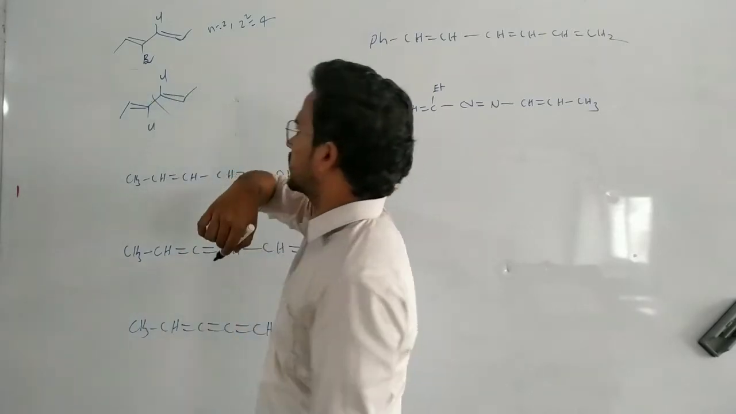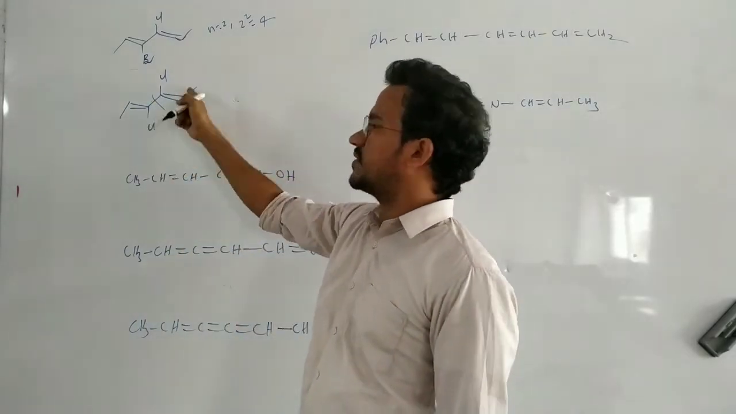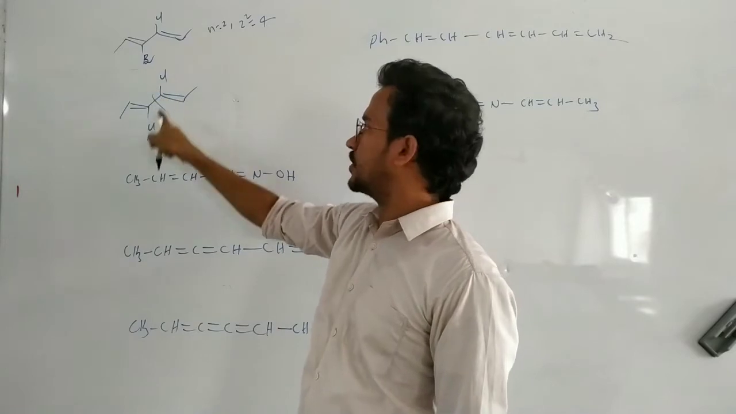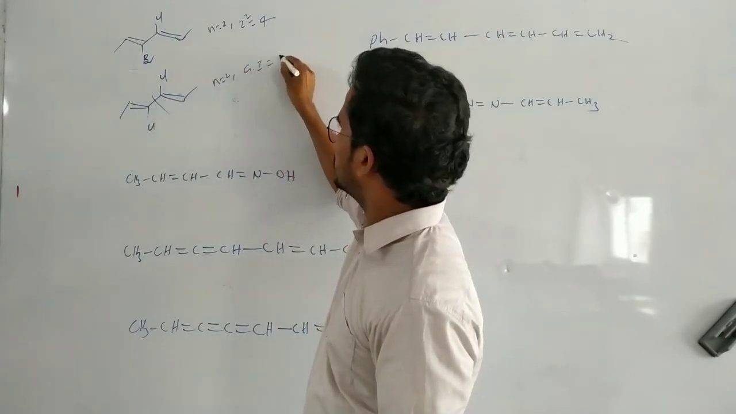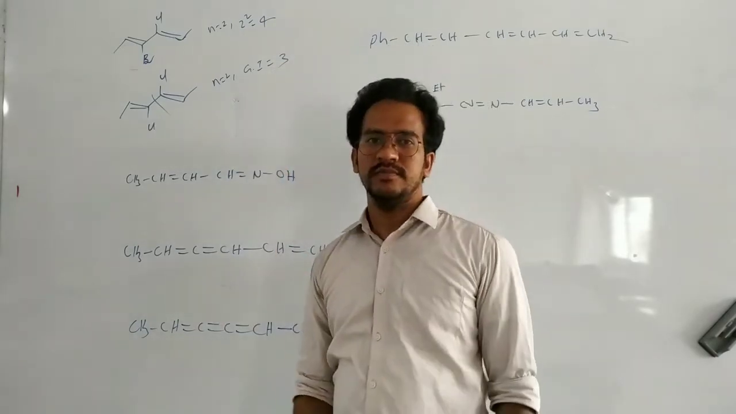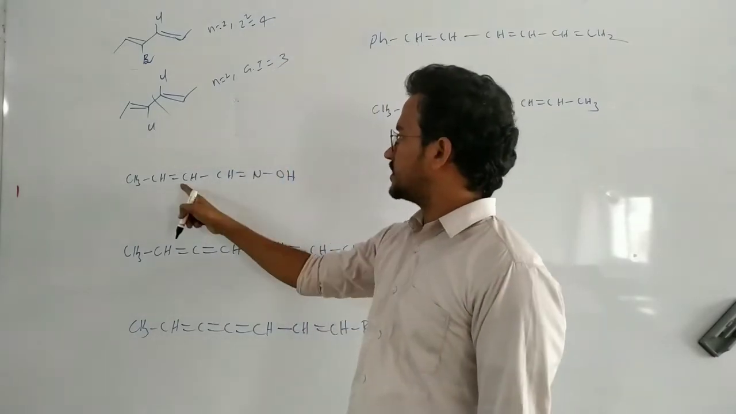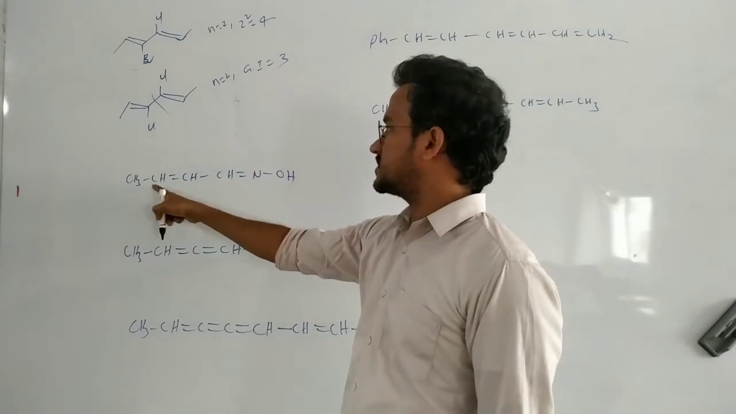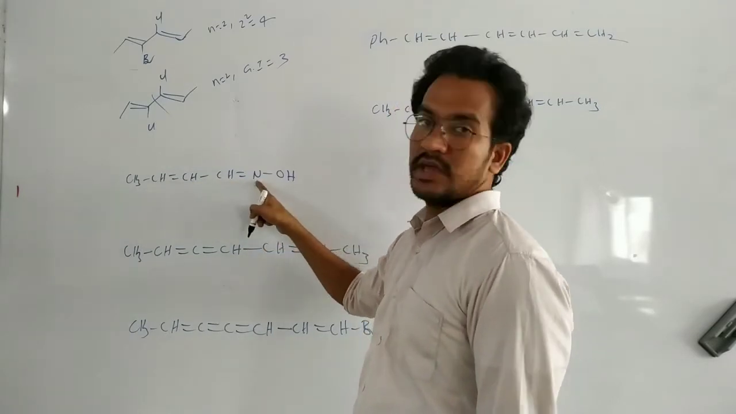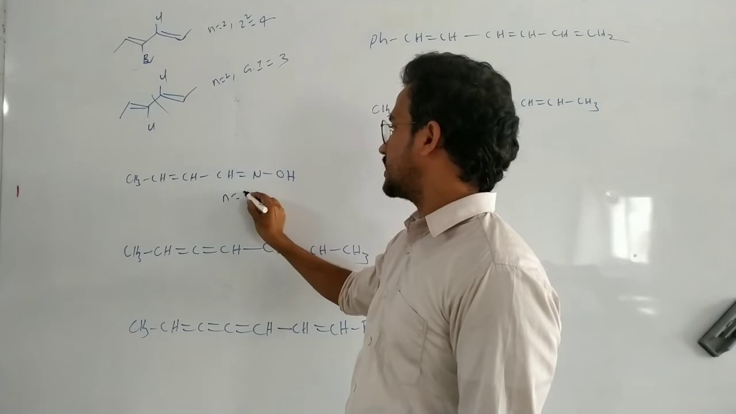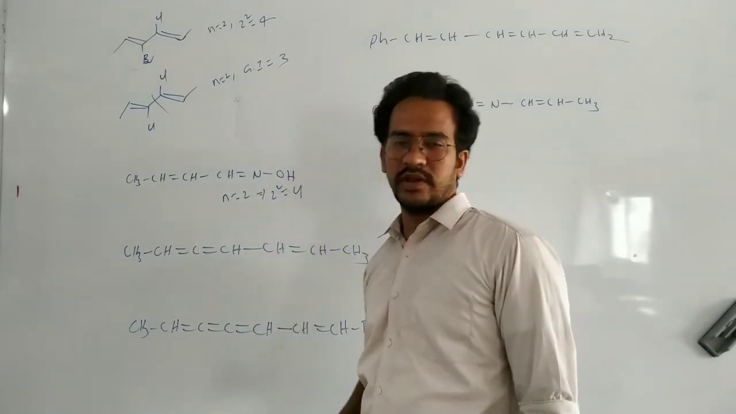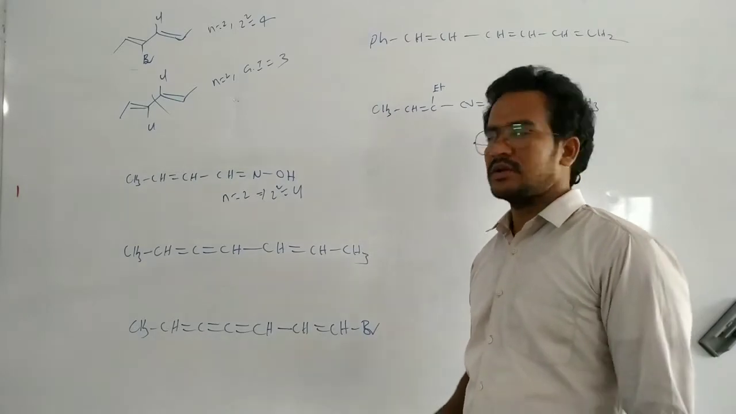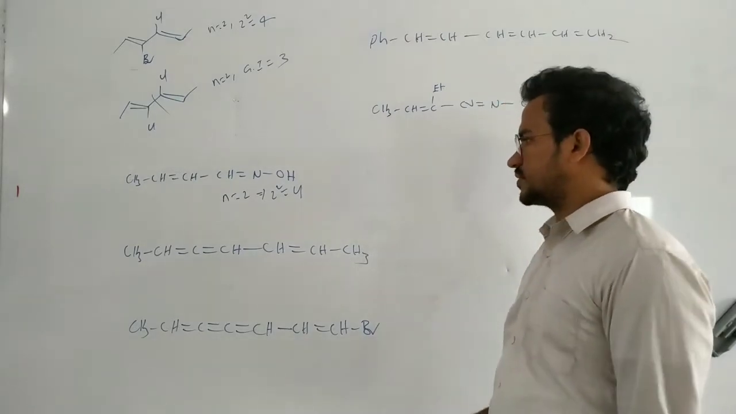Here this is a symmetric molecule, it can be cut into equal halves. Here chlorine, here chlorine. n equals 2, even, so the geometrical isomers are 3. Next, in this case, an unsymmetric molecule, CH3-CH=CH-CH=N-OH, n equals 2, so 2 power of 2, 4. When the molecule is unsymmetrical, the number of geometrical isomers is 2 power of 2, equals 4.